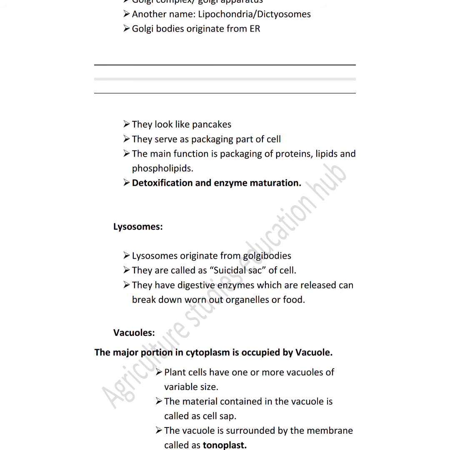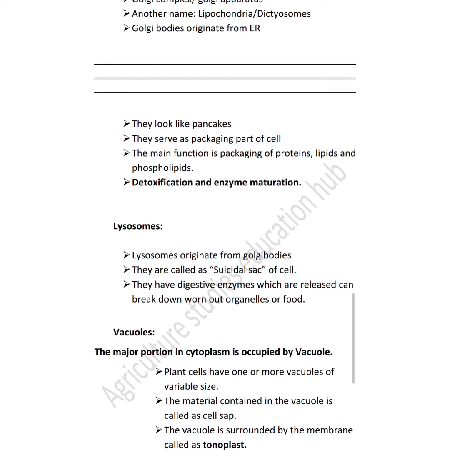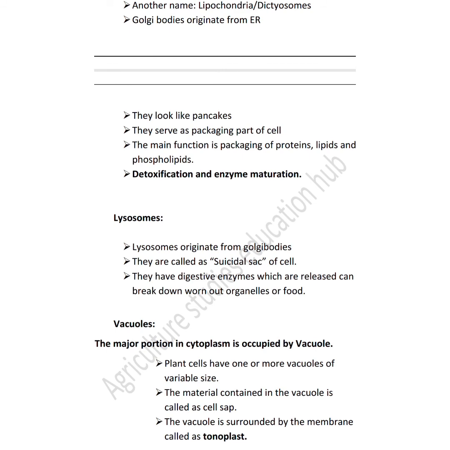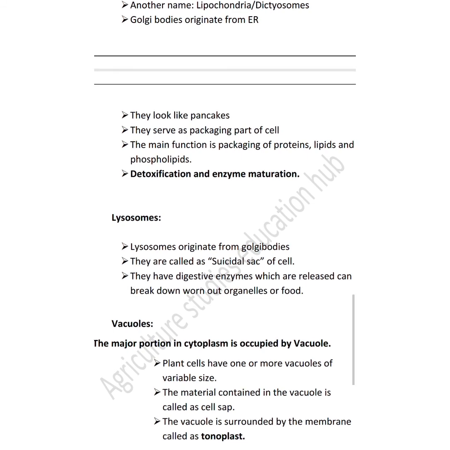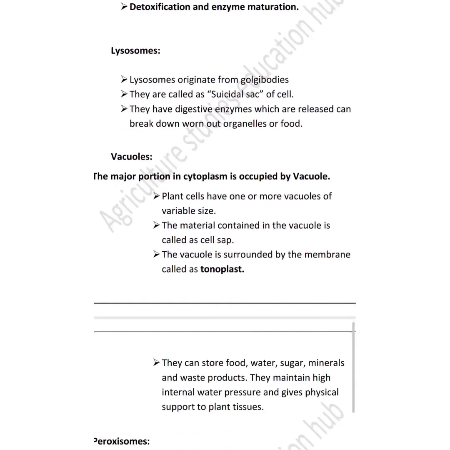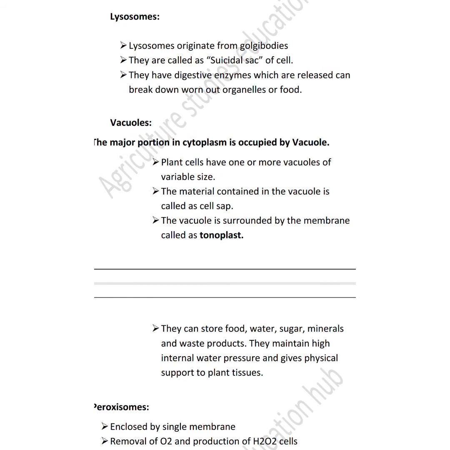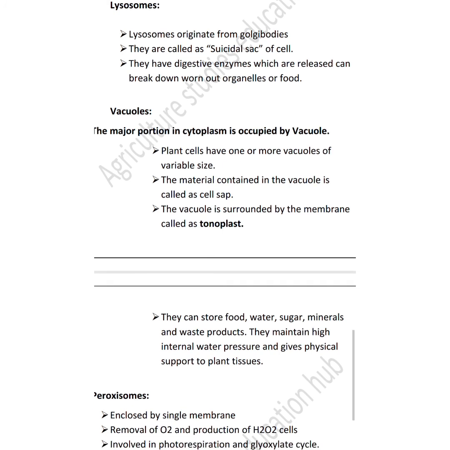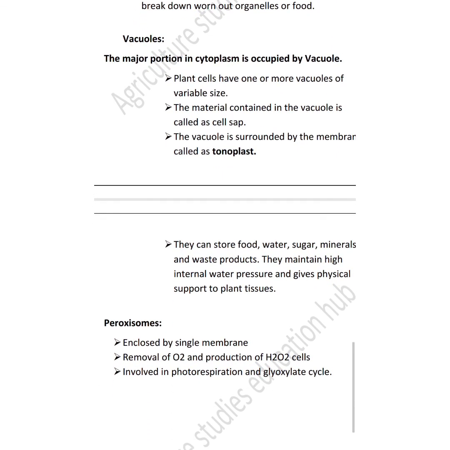Next, vacuoles. The major portion in cytoplasm is occupied by vacuole. Plant cells have one or more vacuoles of variable size. Actually, in plant cells only, vacuoles are present predominantly. The material content in the vacuole is called cell sap, and the very important point is the vacuole is surrounded by a unit membrane called tonoplast. Very very important, frequently asked question. And they store water, food, sugar, minerals and waste products, etc. And they aid physical support to the plant tissues by maintaining the high internal water pressure.